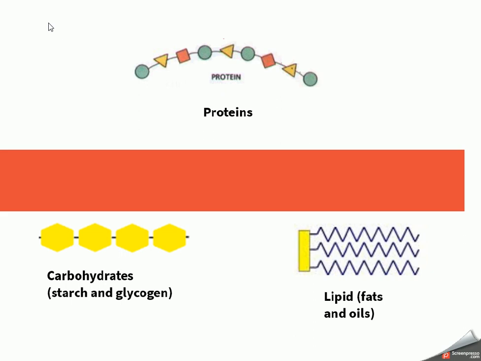We actually can classify lipids as two different things, fats and oils. Fats are the solid type that we tend to have, whether we are having animals, whereas oils tend to come from plants.